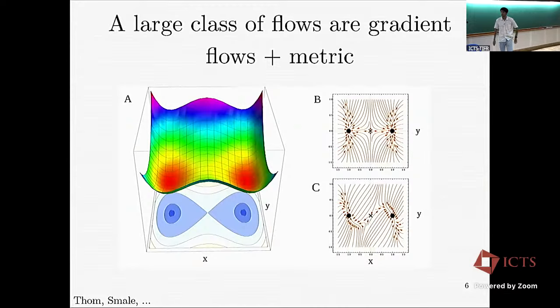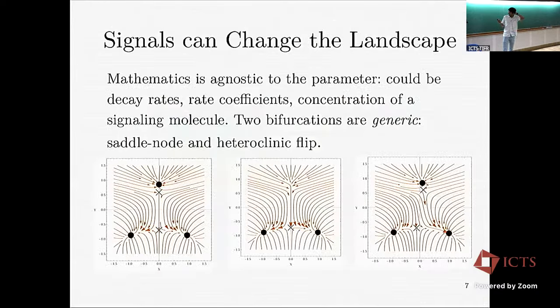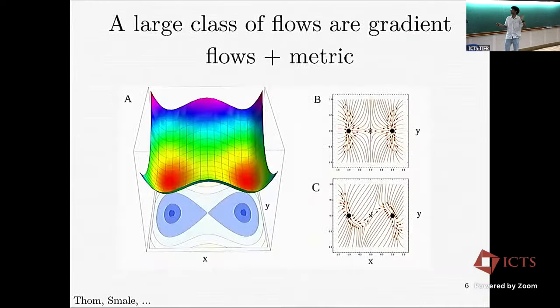Clarify, is the statement that the gradient-like flows are structurally stable, or is it that structurally stable flows are gradient-like? Right. So structurally stable flows plus a few assumptions are these Morse-Smale systems. These Morse-Smale systems are gradient-like.